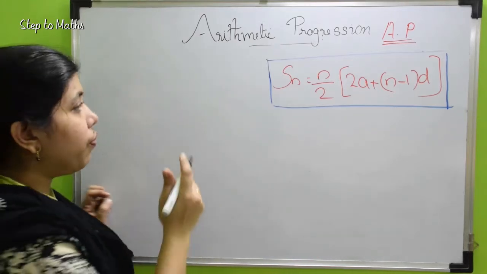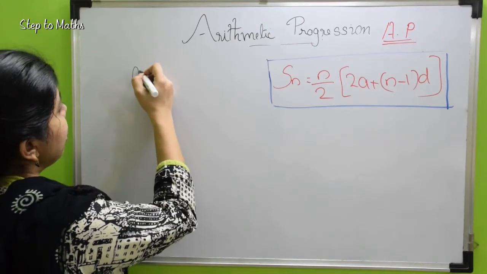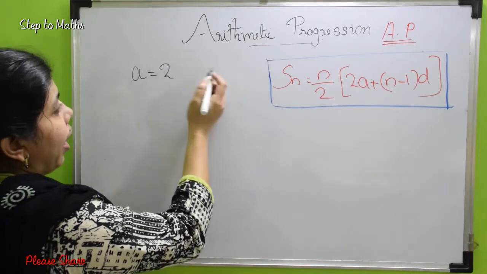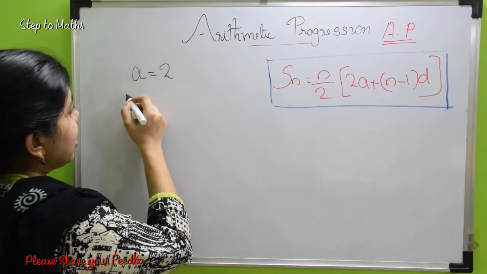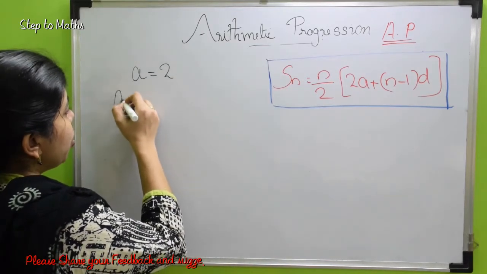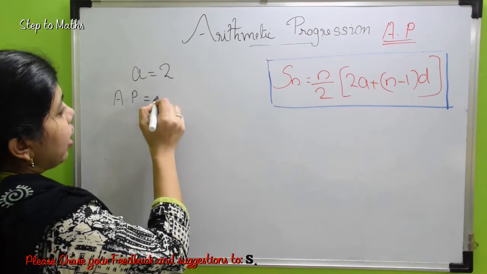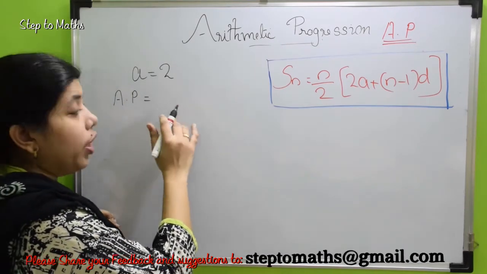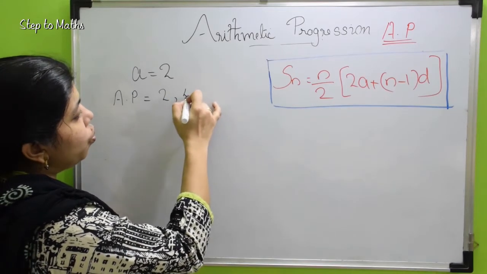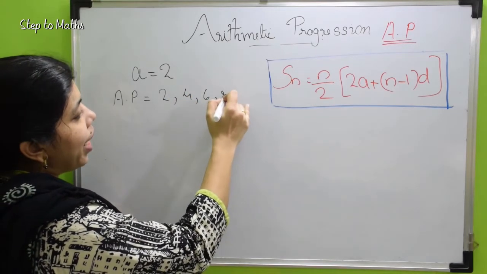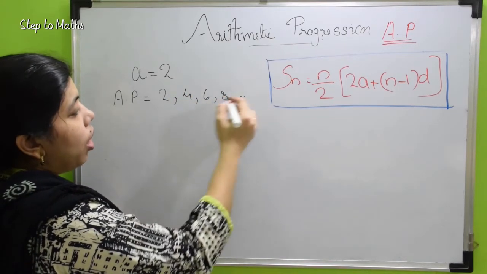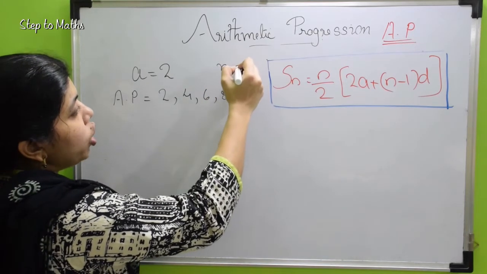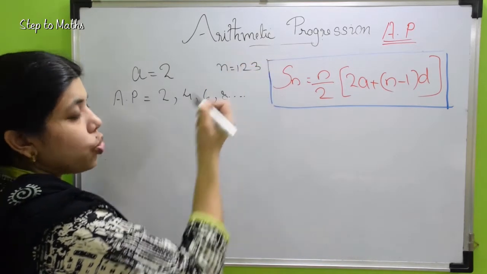Even numbers. The first even number is 2, and we can write this arithmetic progression of even numbers as 2, 4, 6, 8, and the sum of 123 terms. That is, n is 123.